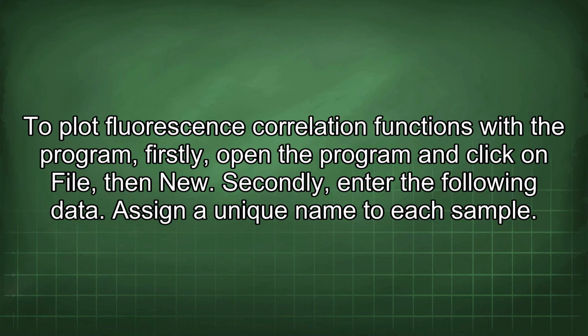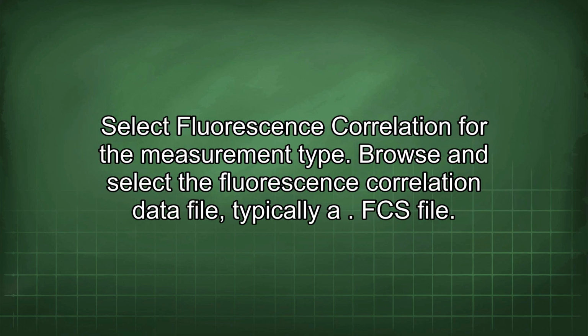Plot fluorescence correlation functions with the program. Firstly, open the program and click on File, then New. Secondly, enter the following data. Assign a unique name to each sample. Select fluorescence correlation for the measurement type. Browse and select the fluorescence correlation data file, typically a SCS file.